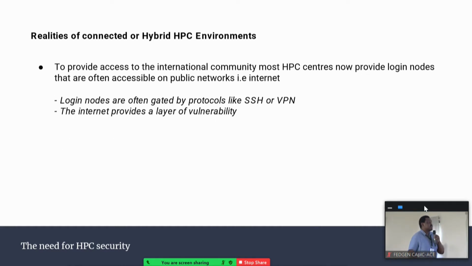To provide access to the international community, most centers now provide login nodes that are often accessible on public networks, like the internet. And then these login nodes are often gated by protocols like SSH or VPN, which is something we are all familiar with, right? Everybody knows how to work with SSH. And VPN, if you want extra security, so that even though you are connected via the internet, your connection is totally encrypted, and nobody can, even if they can sniff it, like maybe introducing a man-in-the-middle attack, whatever they see is encrypted, so they can do nothing with it.